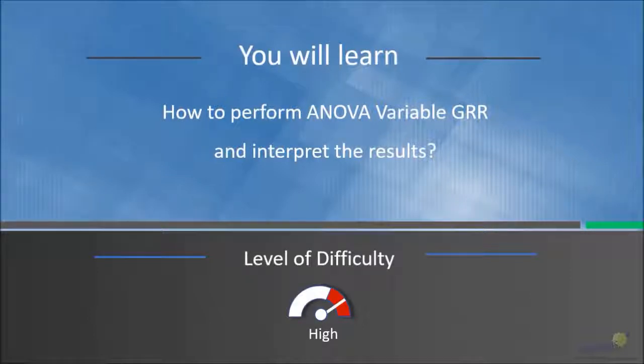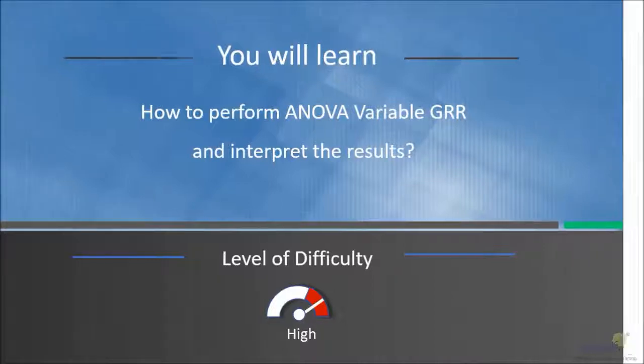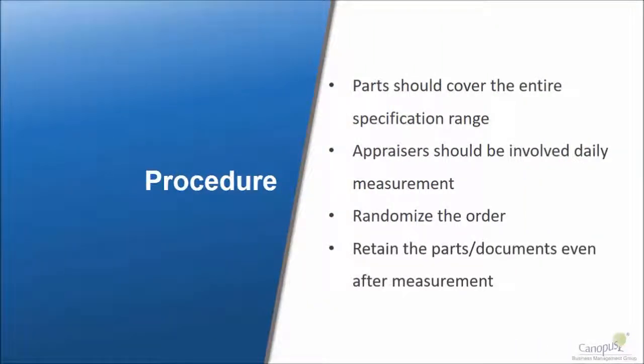In this lecture, we will learn how to perform a measurement system analysis using ANOVA method and interpret the results. Here are a set of important points for you to perform the measurement system analysis. Make sure that the parts cover the entire specification range. Also ensure that the appraisers are people who are involved in the daily measurement.